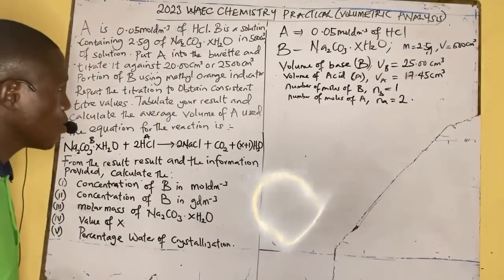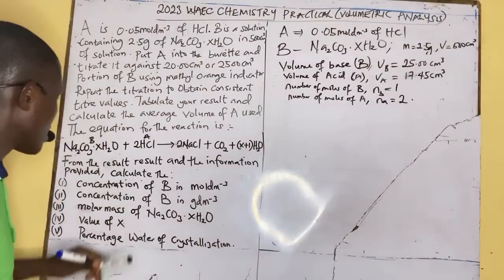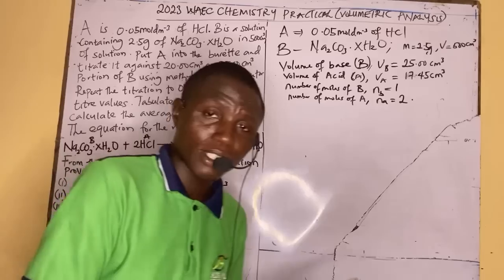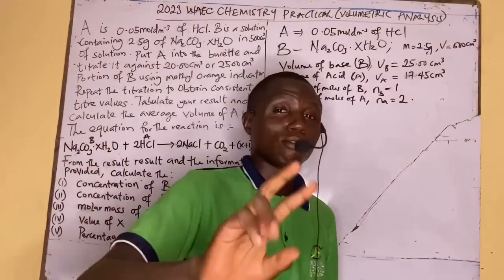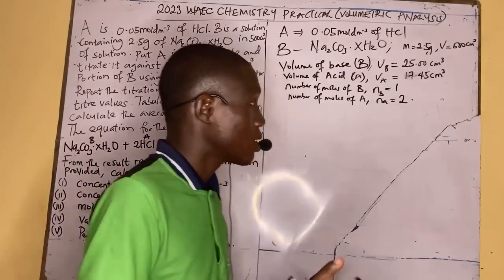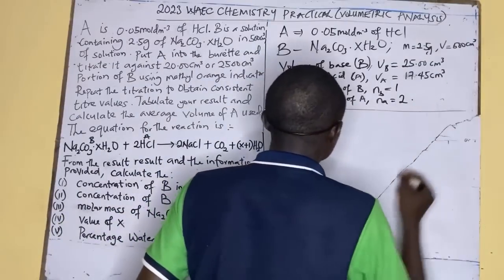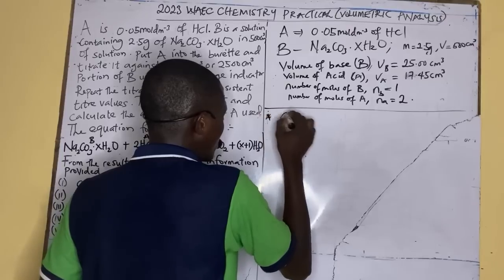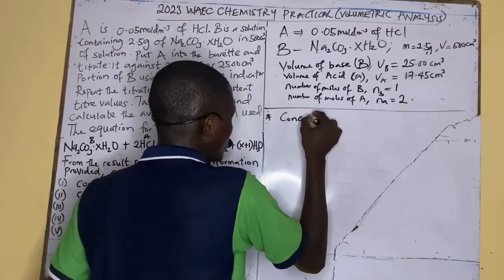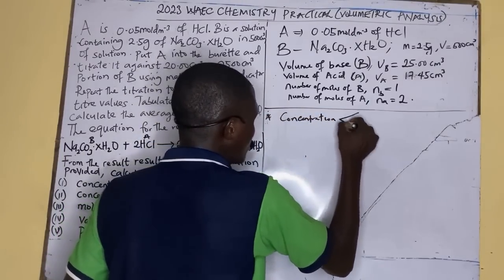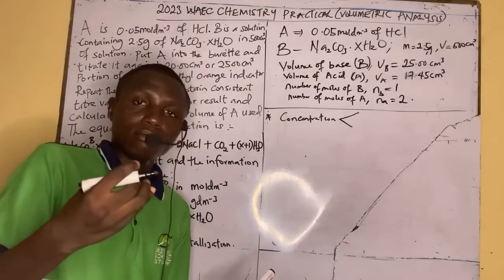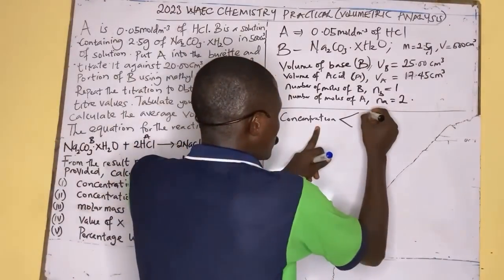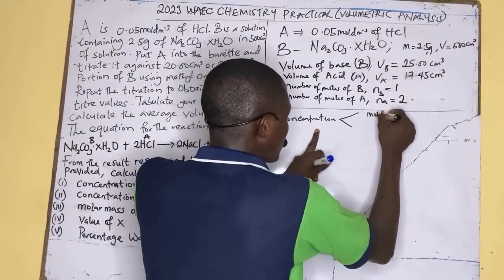Now, when you come to questions like calculate the concentration of B in mole per dm cube, for those who are not familiar with what concentration is, I'll quickly brush through that. There are two types of concentration. Number one, concentration in mole per dm cube.